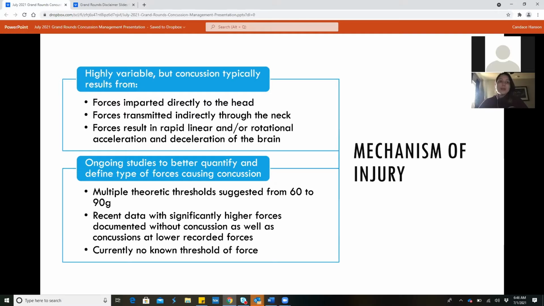There's multiple theoretic thresholds about how high these forces need to be. There's numbers quoted about a threshold between 60 Gs and 90 Gs, but we have not found any specific number to be a reliable indicator that there's going to be a concussion every time, or that you do not have concussion symptoms underneath that level. Recent data with significantly higher forces were documented without concussion, as well as concussions at lower forces. So there's currently no specific known threshold. Next slide.